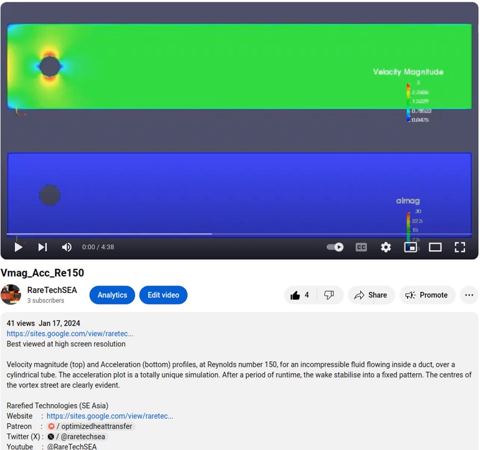So first off, at the top we have the velocity magnitude plot. What this does is picks up the velocity in the x direction and the velocity in the y direction, and it then computes the velocity magnitude. And the colors, basically high velocity magnitude will be red and low will actually be blue. And below that we have the acceleration diagram.